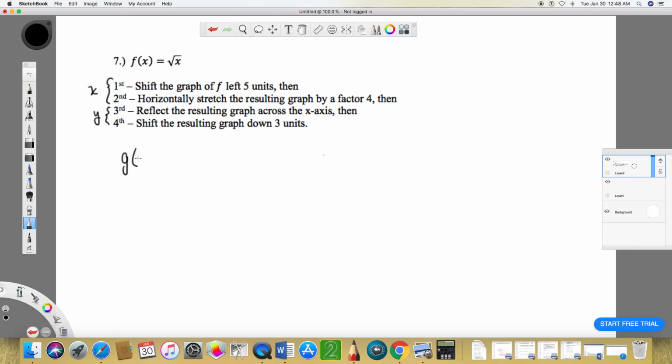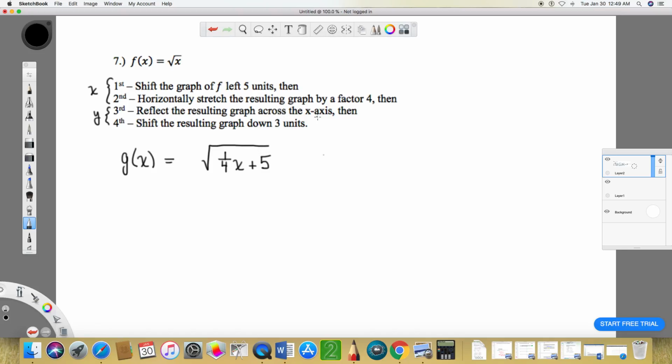So our transformations affecting the x-coordinate happen before we apply the square root, so it's going to be underneath the radical. To shift the graph to the left 5, we actually add 5, and then we take the reciprocal of 4, which is 1/4, and that'll be a horizontal stretch by a factor of 4. And those are the two transformations that are affecting the x-coordinate.